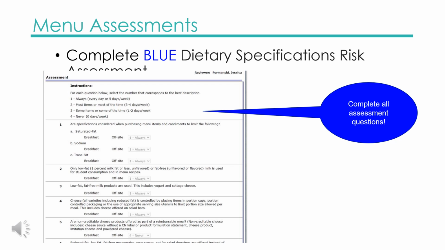1, always, which is every day or 5 days a week. 2, most items and most of the time, 3 to 4 days a week. 3, some items or some of the time, 1 to 2 days a week. Or 4, never, 0 days of the week. Continue through the questions, picking the answer that best describes your daily operation.